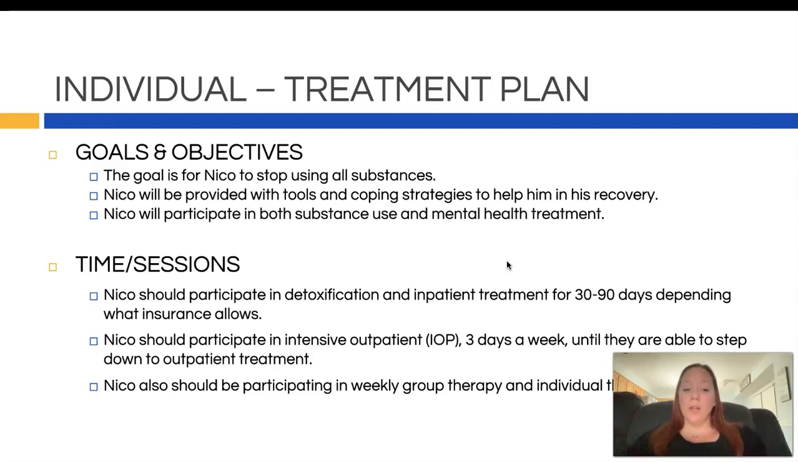He should participate in intensive outpatient, IOP, 3 days a week until they are able to step down to outpatient. So once he's done his inpatient treatment, he should participate in IOP. And while he's doing all this, he should be participating in weekly group therapy and individual therapy.